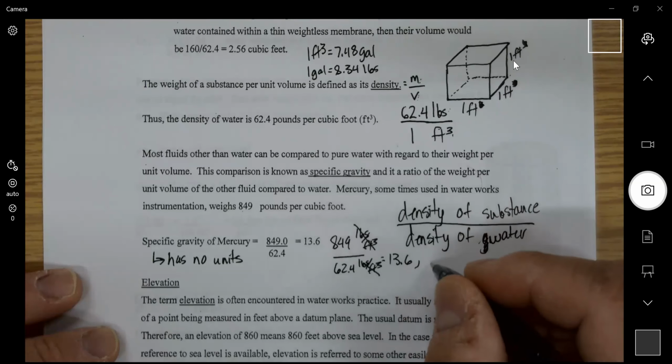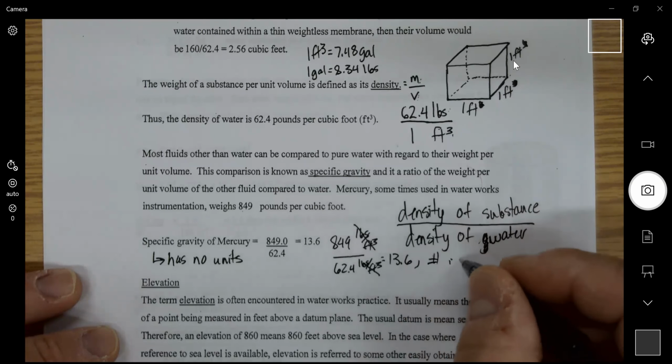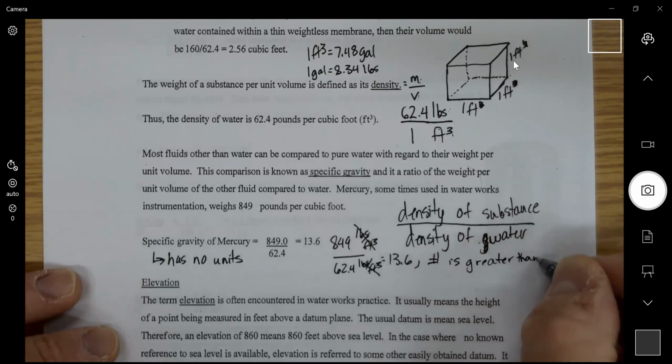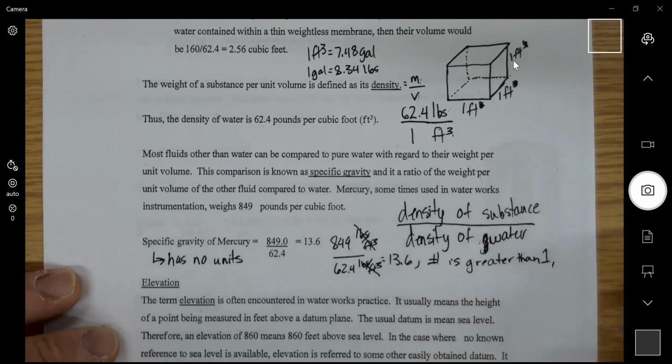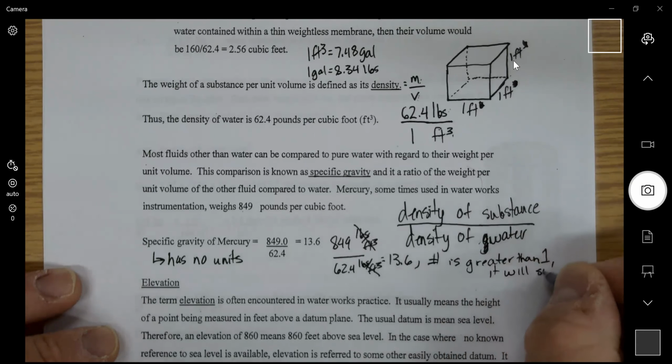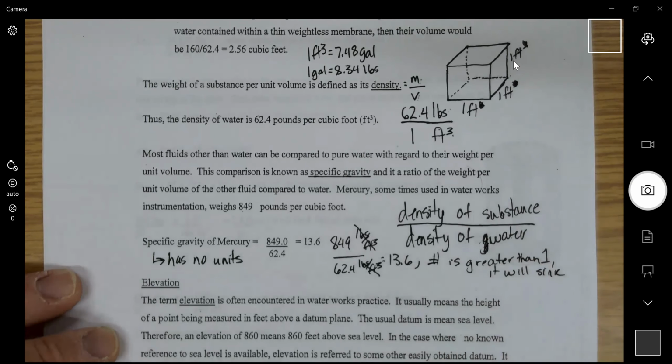So if we divide it and we get a number that is greater than 1, it will sink. So what do you think happens with mercury when we put it in water? That thing goes right to the bottom like a sinker. It's gone.